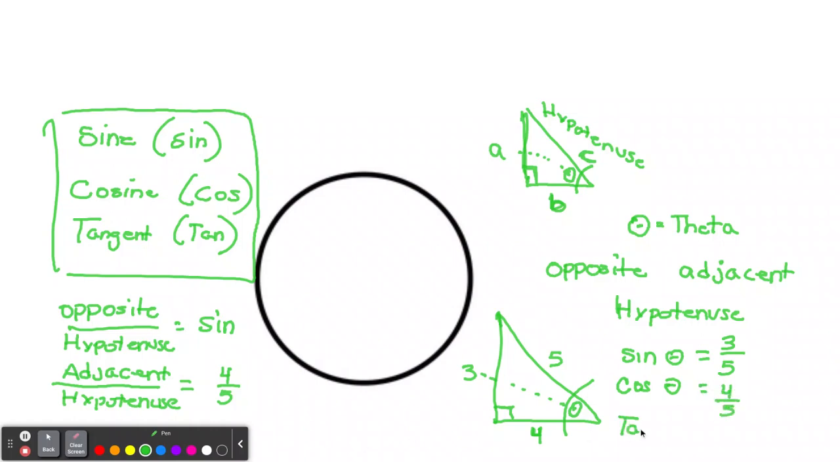And then we have tangent. And I'll write tangent right in the circle. So tangent will be opposite over adjacent. So the opposite of this degree is 3, and the adjacent is 4. So it'll be 3 over 4. And that is the trig ratios. Let me do one more to make sure you understand that. Change the color. Use that color, why not?